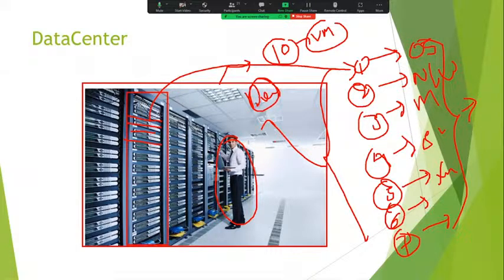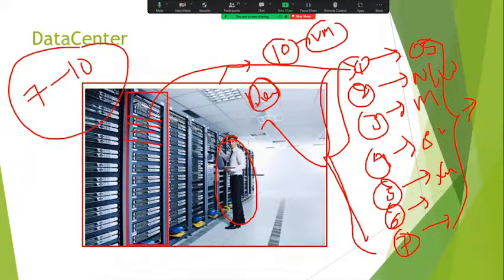Now, to complete this process, it will take a minimum of 7 to 10 days. Why? Because we have to submit the request, it should be approved by the manager, then it goes to the data center team. The data center team should allocate the space for these 5 servers depending on business requirements. Then installation, configuration, management, verification, checking security and vulnerabilities. To do all these things, it will take a minimum of 7 to 10 days.